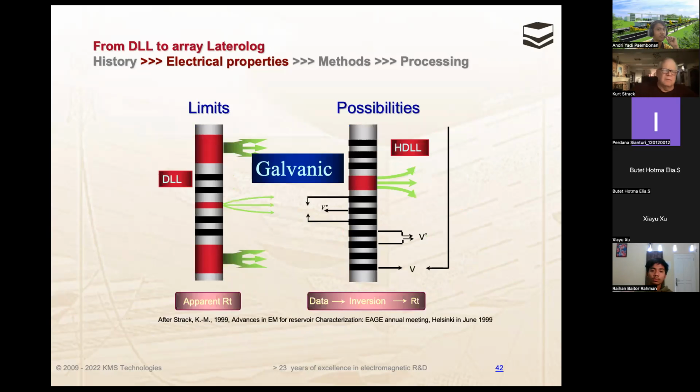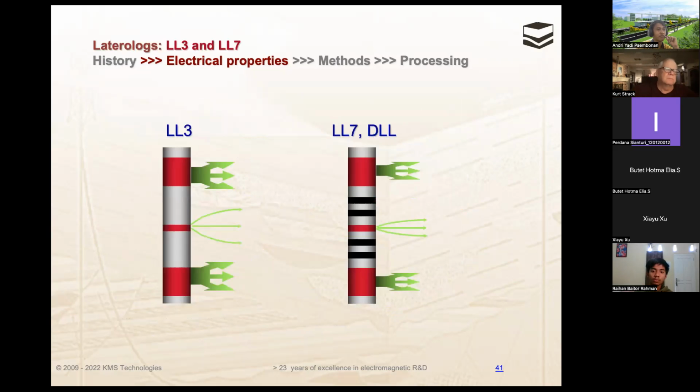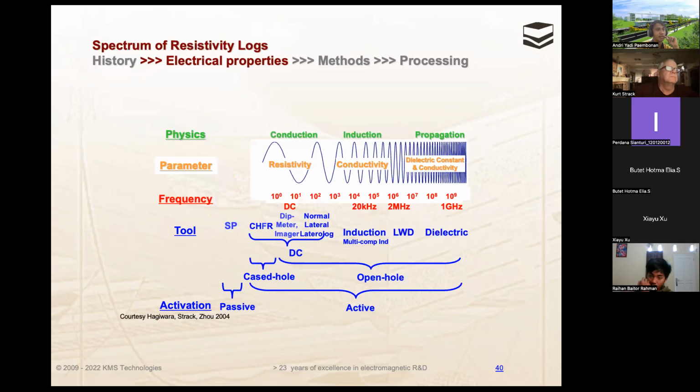Kurt, sorry for the interruption. Can you explain more about the frequency of the DC and the induction and conductivity, what the range is in this case, so they can understand?